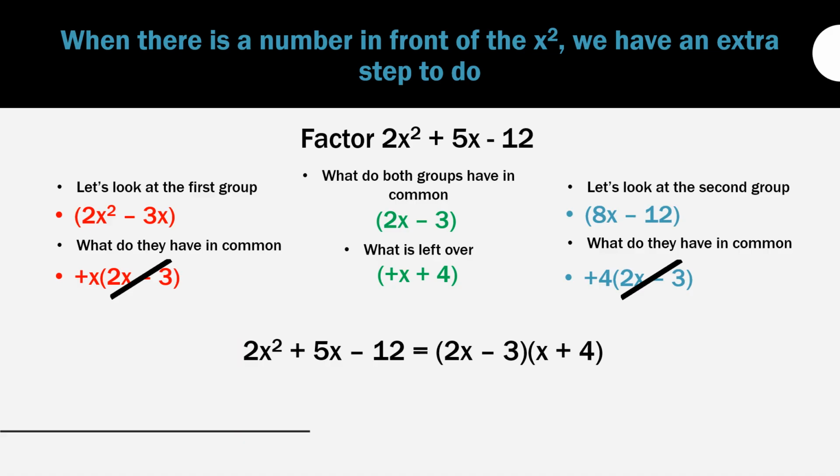What do they have in common? 2x minus 3. That's your first factor. What's left over? X plus 4. That's my second factor. And congratulations, guys. You just factored.